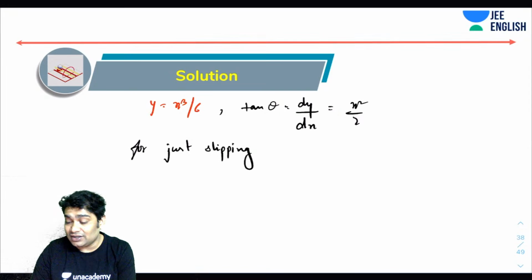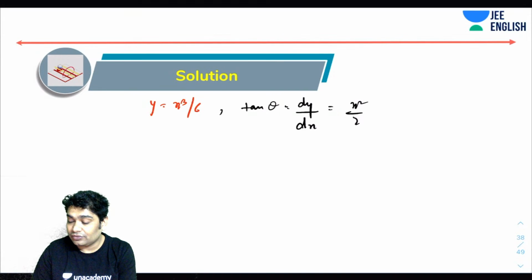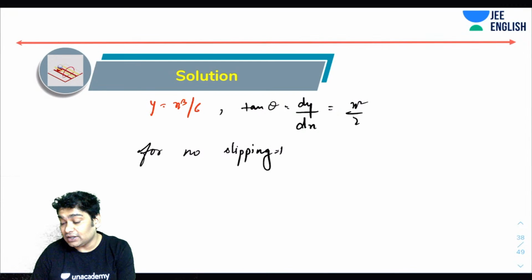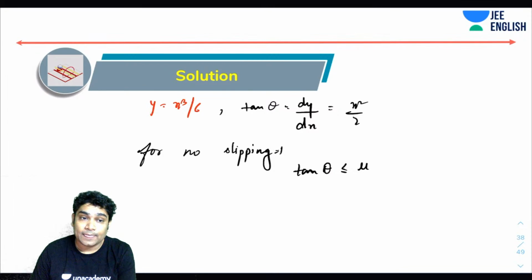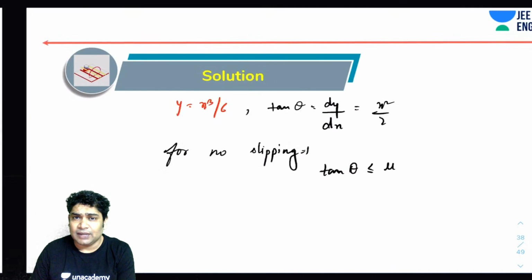Or as long as there is no slipping. So let's write that for no slipping. You can say that tan theta should be less than or equal to mu. Okay, I hope you remember that.